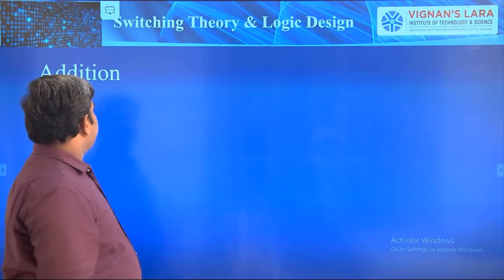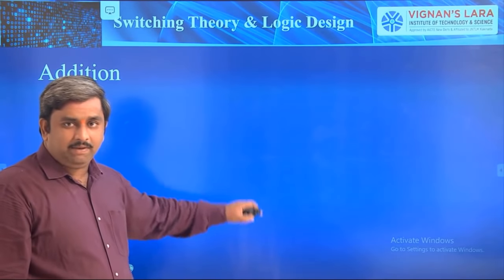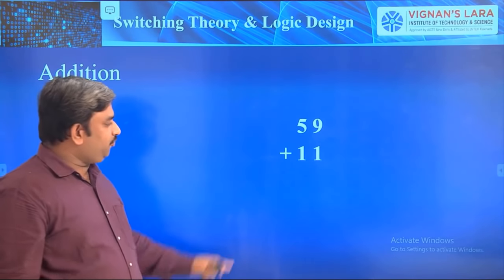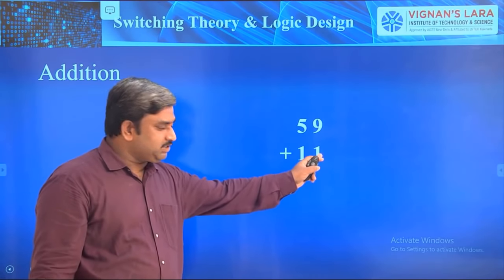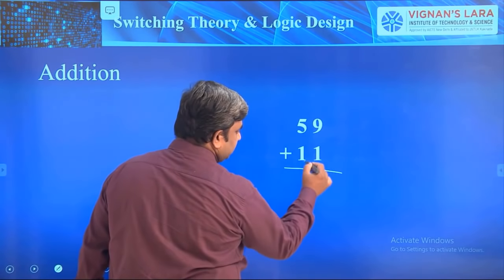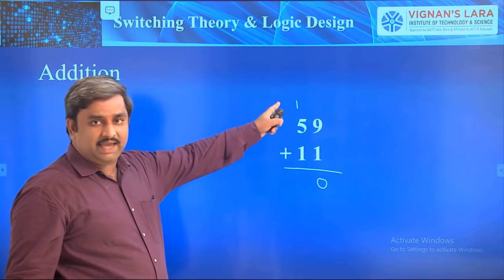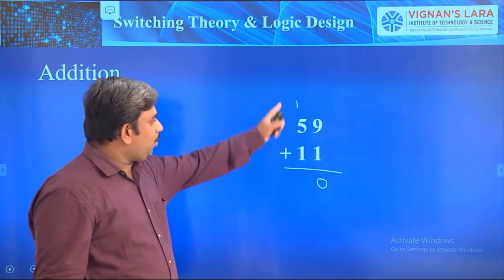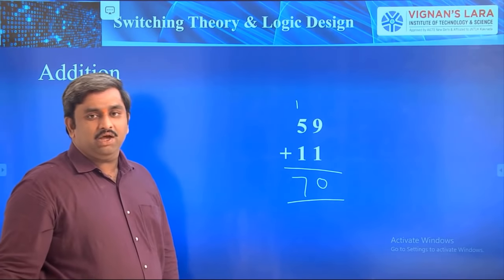So the first one, addition. This is the normal addition. For example, consider two values like 59 and 11. If you want to sum, what is the final value? After summing, we get 9 plus 1, 10. So we place 0 here and we place 1 as the carry. Now 1 plus 5 plus 1: 1 plus 5 is 6, 6 plus 1 is 7. So this is the final value.